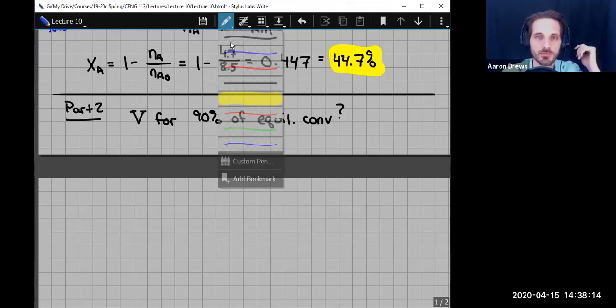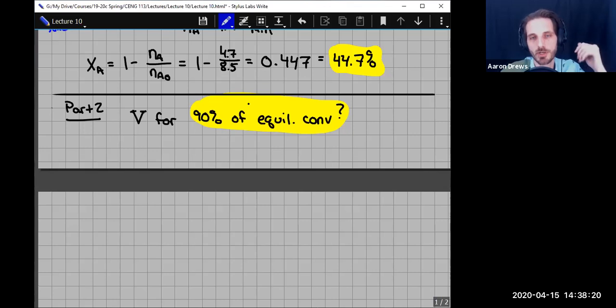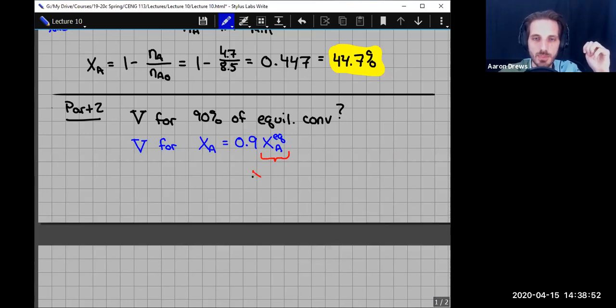And so this sort of phrasing, 90% of the equilibrium conversion, is a special type of process specification that pops up because it's saying, what if we wanted to do about 90% of the best we could possibly do for that reactor? And so what this means is we want you to calculate, or I mean, someone wants you to calculate what is V in order to get X sub A equal to 0.9 times X sub A EQ, where X sub A EQ is the same conversion which you would get for an equilibrium reactor.